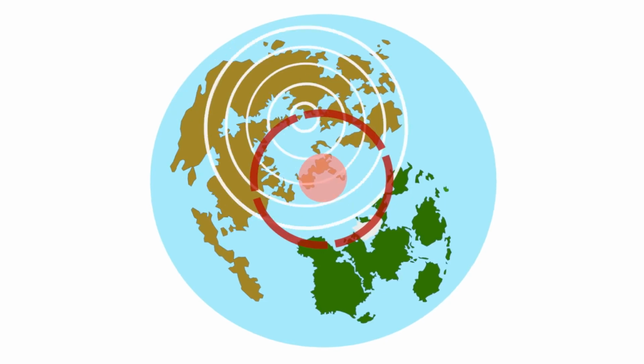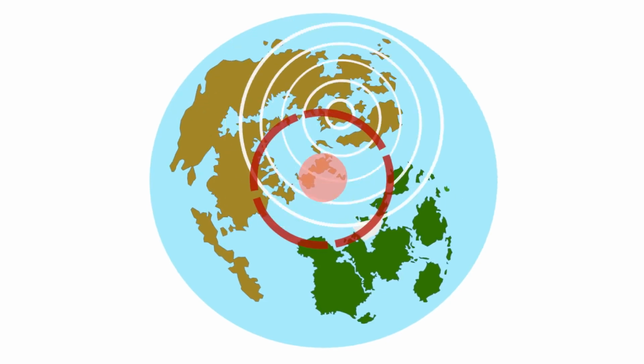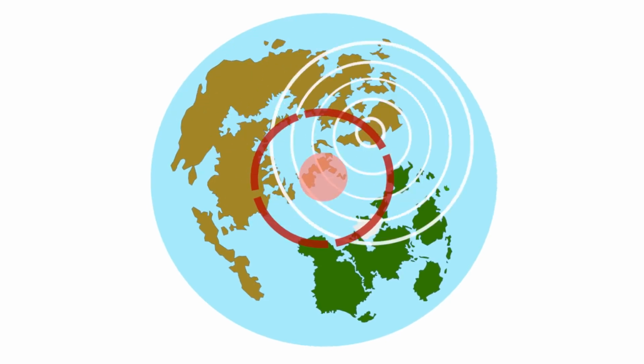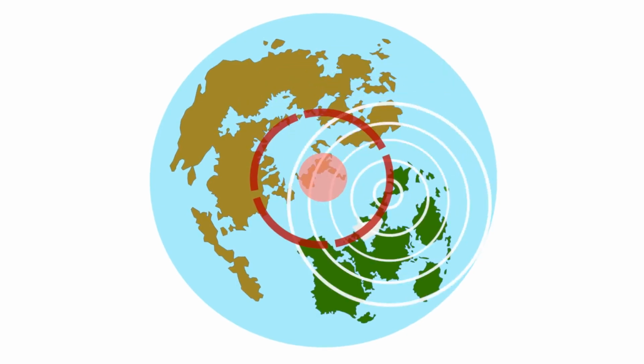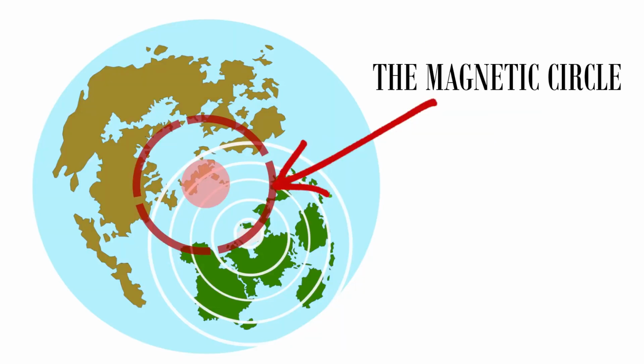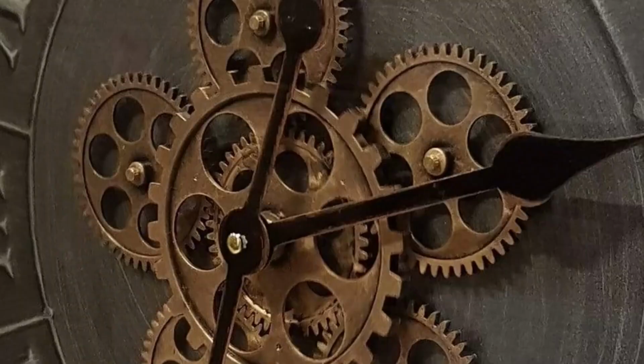This is why the pole has moved from Canada and is en route to Siberia. It is traversing the outer central circle, or what is more appropriately termed the magnetic circle. We live inside of a perfect clock, inside of God's clock.